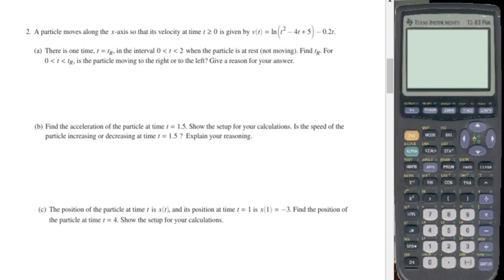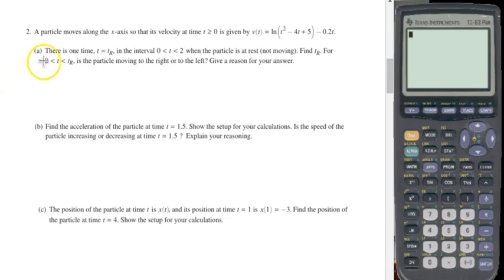So here we have a particle that moves along the x-axis, so its velocity at time t greater than or equal to 0 is given by the function v of t. Here we have the function here. I previously put the function in my y equals menu because I know I'm going to be using that.